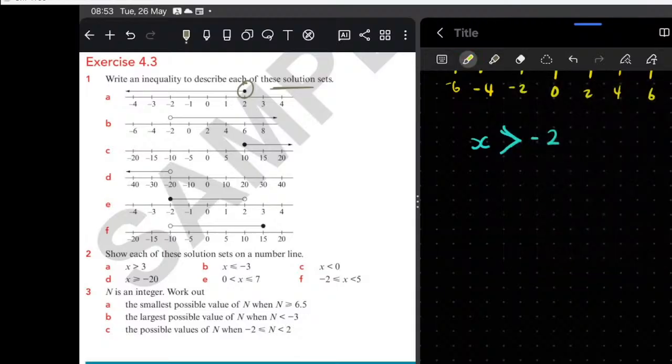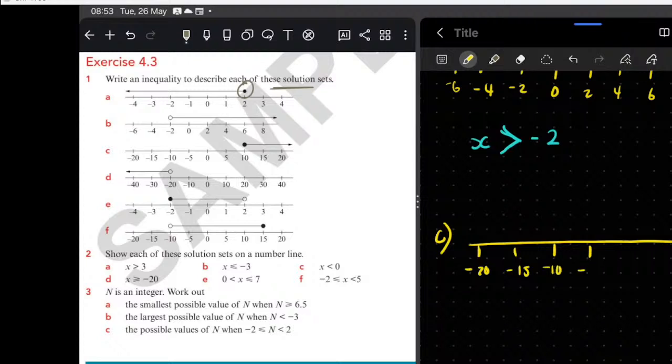Right, let's do the third one, the part C now. What they just gave is negative 20, negative 15, negative 10, negative 5, then 0, then 5, then 10, then 15, then 20. Okay, then you say now 10 going all the way up.